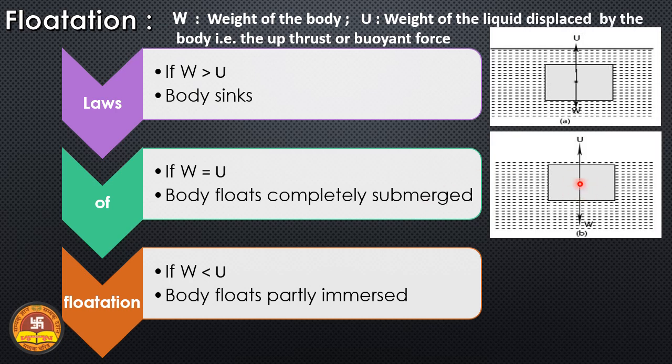Third condition, W is less than U. In other words, we can say U is greater than W. Here the upthrust is more than the weight of the object. So the upward force is more than the downward force. That's why the body floats partly immersed. This is the third condition, where U is more than W.